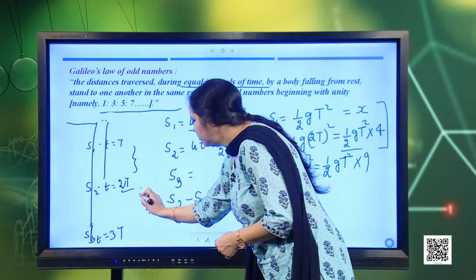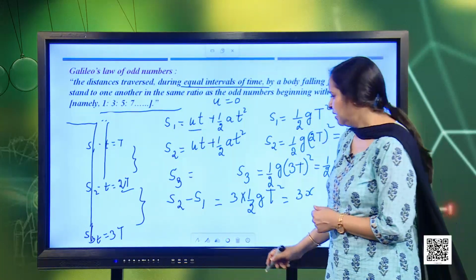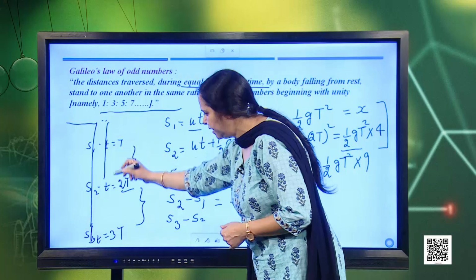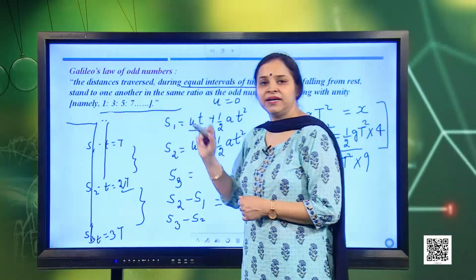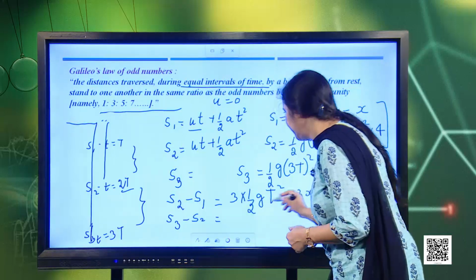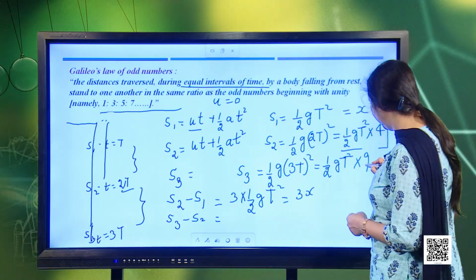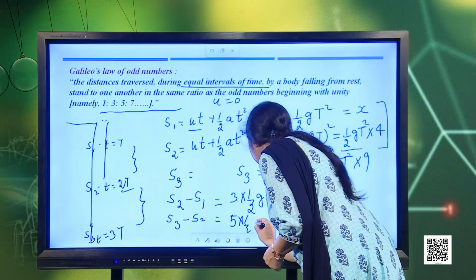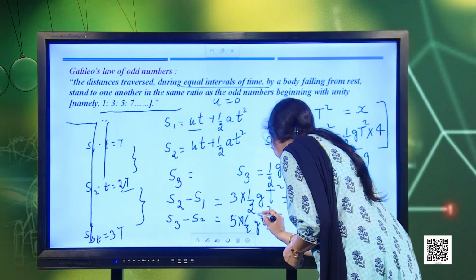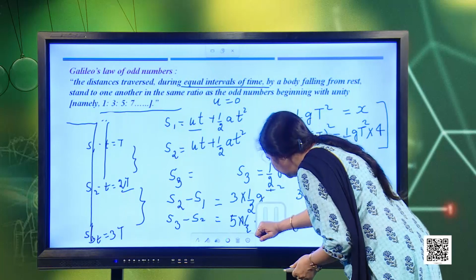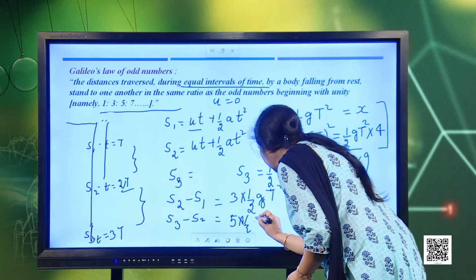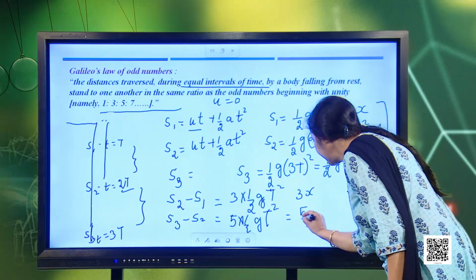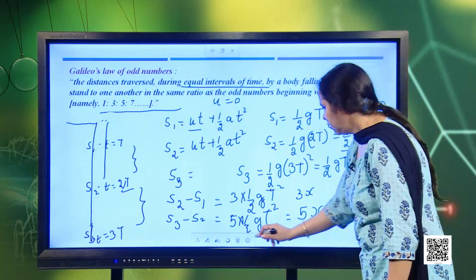Similarly, if I need to find the distance traveled in this successive time interval, we need to find S3 minus S2, the total distance traveled in 3t minus the total distance traveled in 2t. When you subtract S3 minus S2, what are we going to get? That is 9 minus 4, which gives 5 times half g t square, or we can write it as 5 times x. Now let's focus here.